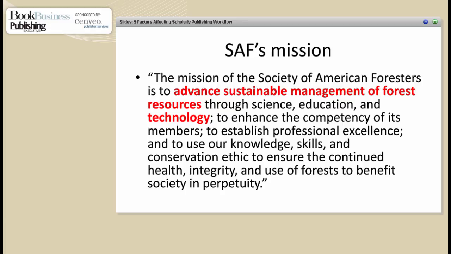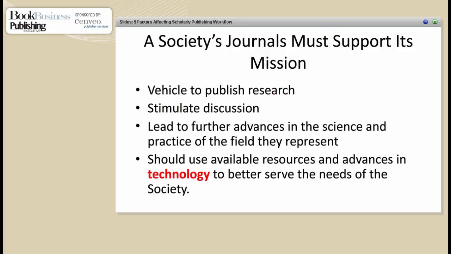Technology is highlighted here as one of the keywords that I'd like to talk about a little bit more with regard to how a society's journals need to support its mission. That would include things like tools that we've discussed today, like DOIs, Authenticate, other things like altmetric and kudos, and several other tools that we won't get too much into today.